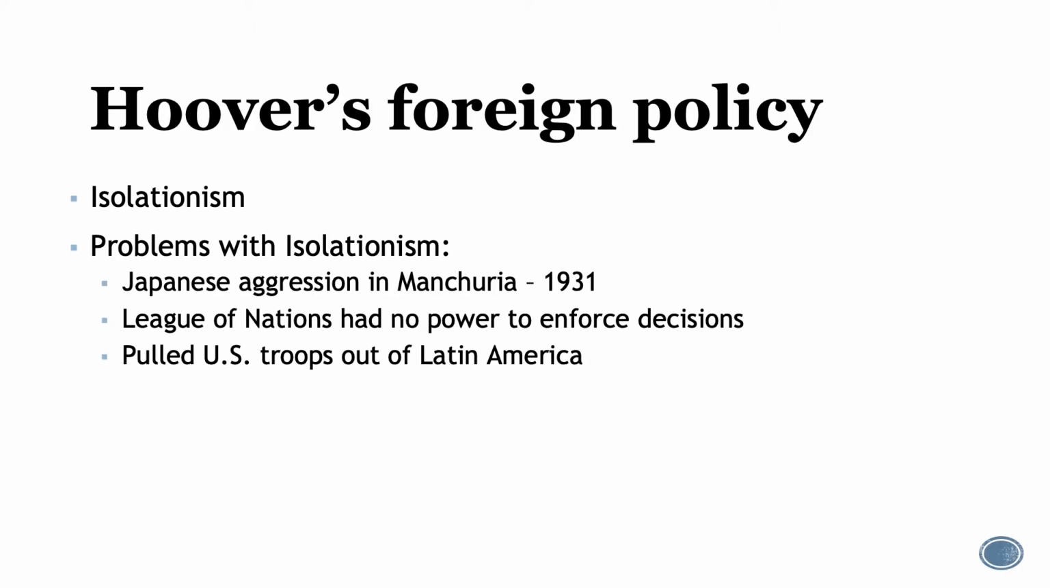So Hoover's foreign policy was one of isolationism. After World War One, every president was like, you know what, we don't want to get involved in world affairs that caused problems for us before. We did have some problems with isolation, where there was Japanese aggression in Manchuria in 1931. The League of Nations had absolutely no power to enforce their decisions, causing kind of worldwide chaos. And we pulled our US troops out of Latin America.